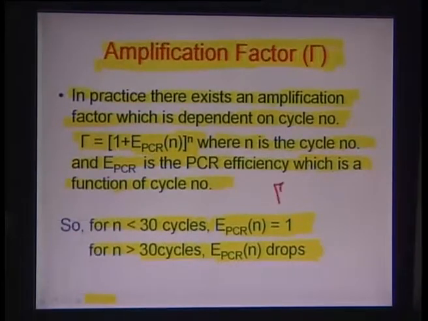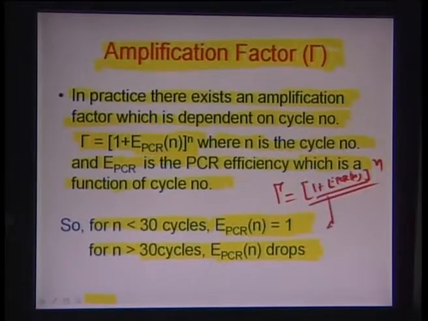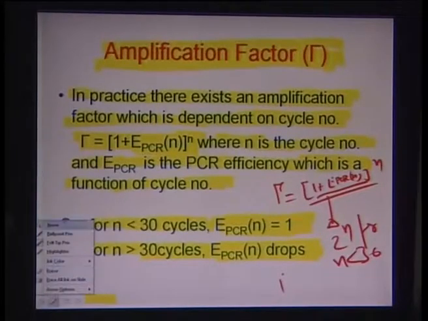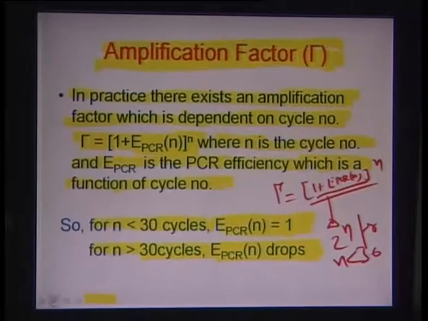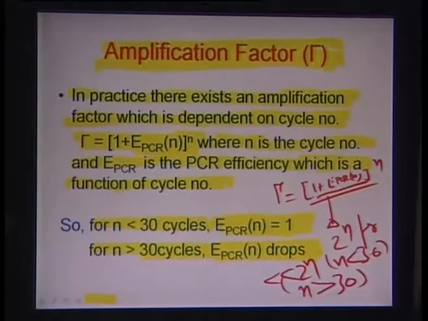So the gamma here, (1 plus E_PCR(n)) to the power n, would tend to 2 to the power n for n less than 30, and would be much smaller than 2 to the power n for an n value of more than 30 cycles. Alright, so that is the dynamics of the PCR process.